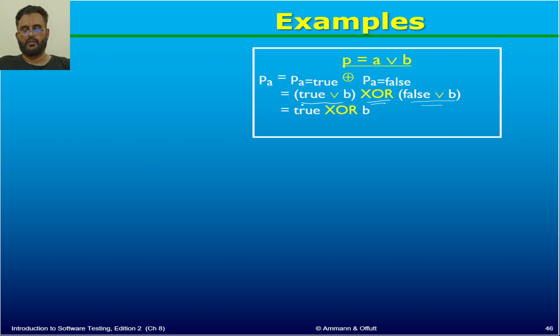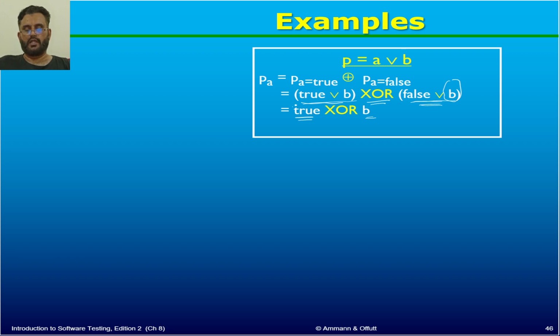As you know from discrete math, true OR B is always going to be true, because it doesn't matter what value B has, this part of the expression will always be true. False OR B will always depend on B. Whatever value B has, the result of this right hand sub-expression will be B. If B is true, then the result will be true, otherwise if B is false, then the whole thing will be false. So we just write that as B. Now you remember from discrete mathematics that an exclusive OR is true when exactly one of its operands is true. If both are true or both are false, it returns false.